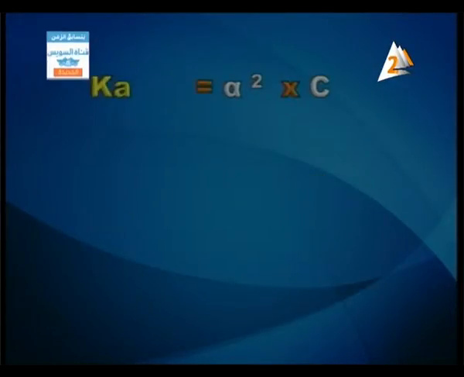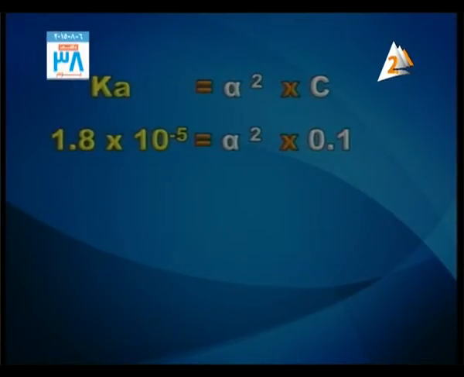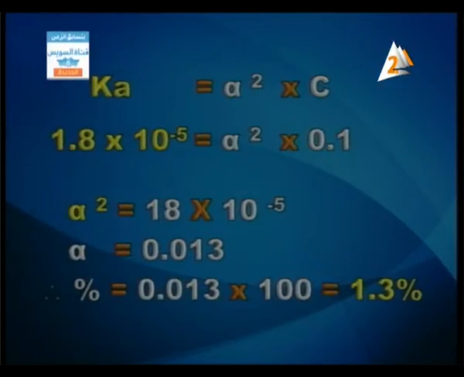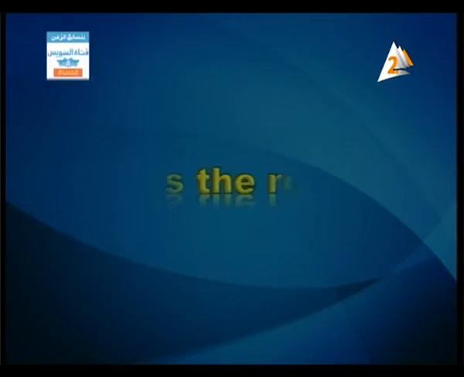Solution. Ka equals alpha squared times C. So 1.8 times 10 to the power negative 5 equals alpha squared times 0.1. So alpha squared equals 18 times 10 to the power negative 5. So alpha equals 0.013. Then the percentage equals 0.013 times 100 equals 1.3%.